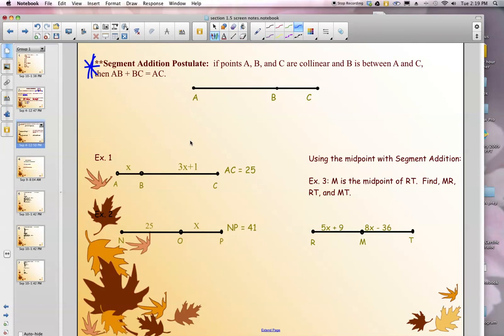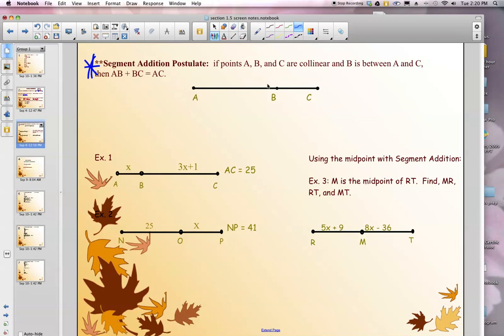Okay? So the segment addition postulate simply says that if you have a segment, for example, with points A, B, and C labeled on it, it's actually two smaller segments, AB and BC, and when you put them together, they make AC. Now, I know that sounds kind of silly, that obviously AB plus BC equals AC. But for some reason, that seems to be something that kids struggle with.